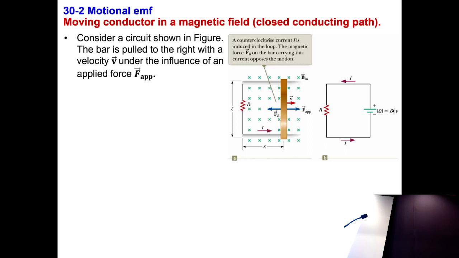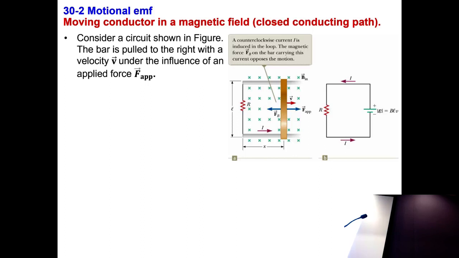Okay, and this current is going to be equal to BLV divided by R, because the resistance is R, so it's going to be the induced EMF BLV divided by R. So very strange. Even though we don't have a battery, just by moving a bar, a mechanical motion is now generating electricity. Moving a bar in a magnetic field, this magnetic field is not changing, by the way.